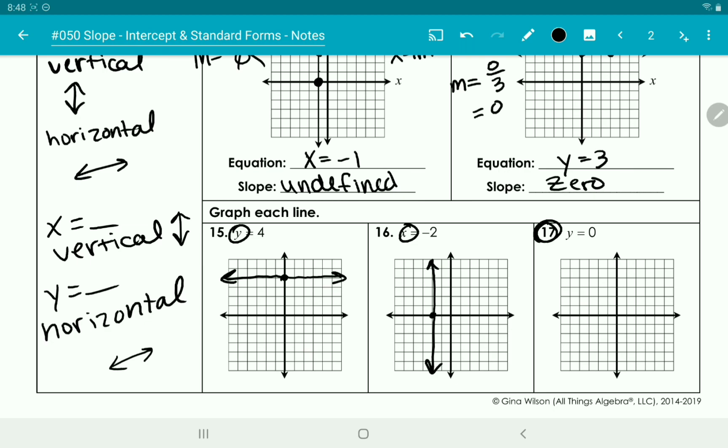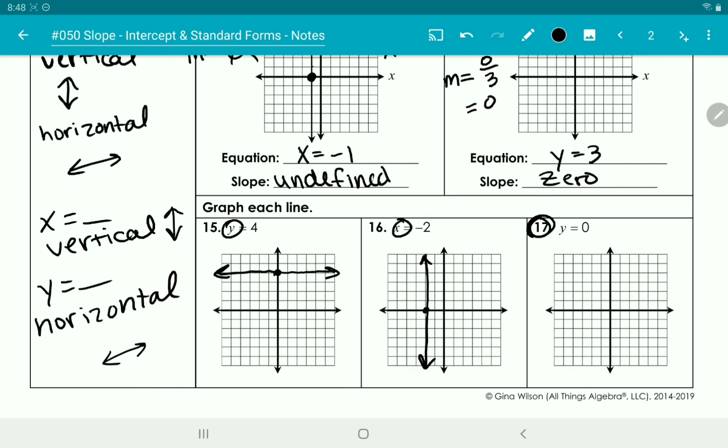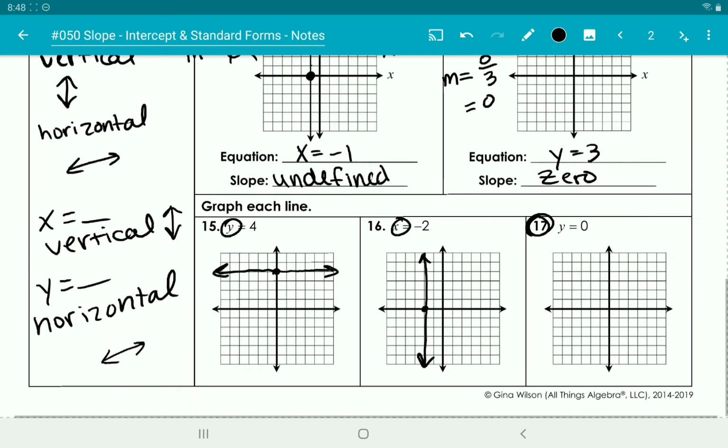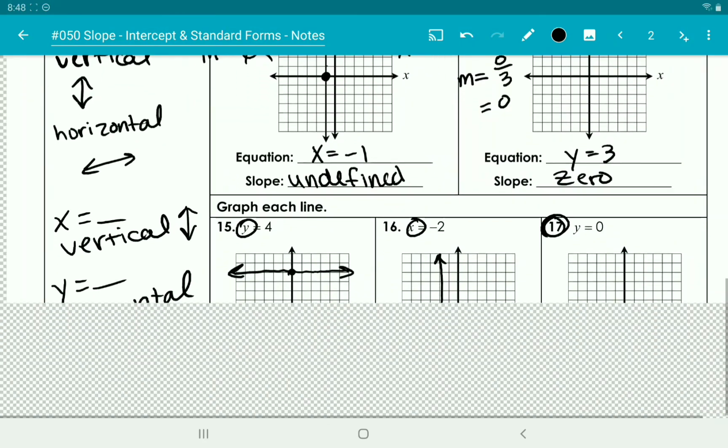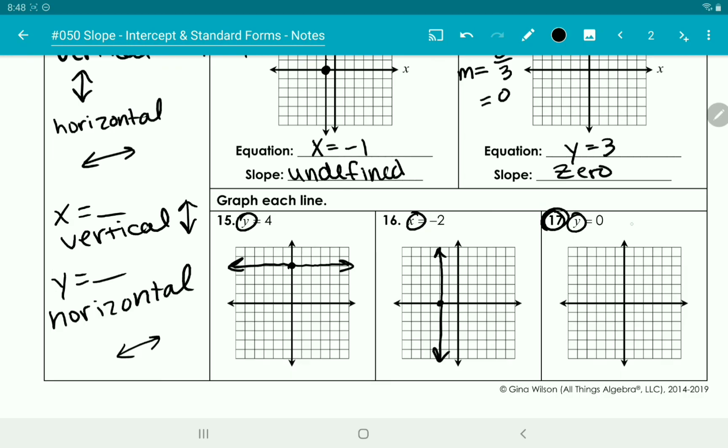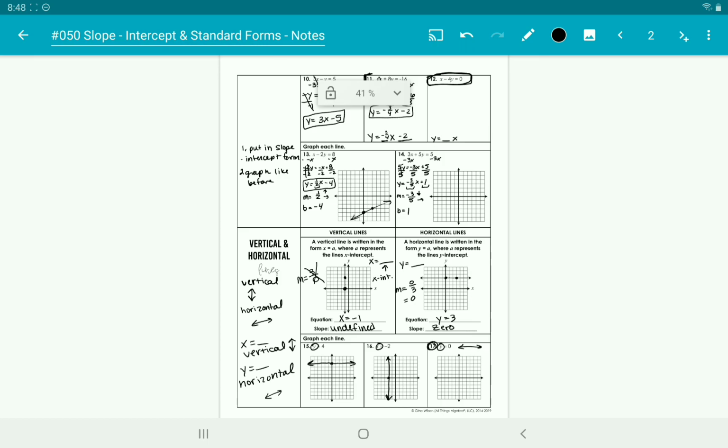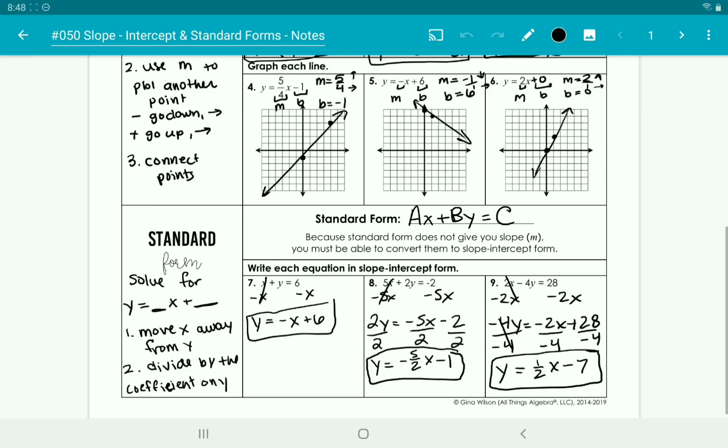Now I want you to go ahead and stop what you're doing and try number 17 on your own. Y equals means it is going to be horizontal, so it's going to be from left to right. Go ahead and use that point to graph your point and then see from there what your line's going to look like. Let me know if you guys have any questions about any of these.